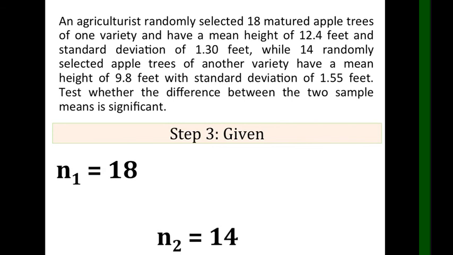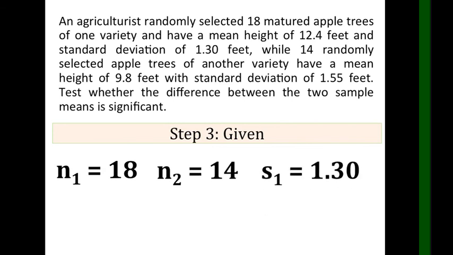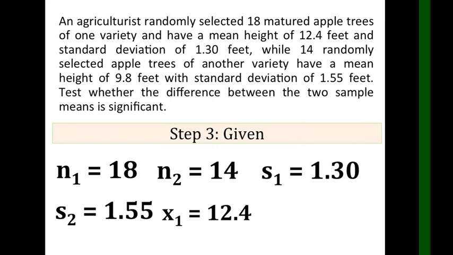Now, for the given, we have n equals 18 for the 18 apples, and 14 apples for the other variety. Sa S1 ng 18 apples, we have 1.30. For the 14 apples, we have 1.55. For the mean of the 18 apples, we have 12.4. And for the mean of the 14 apples, we have 9.8. Now, let's compare if there's a significant difference between the two sample means of apples.